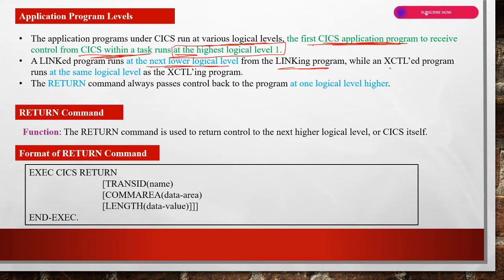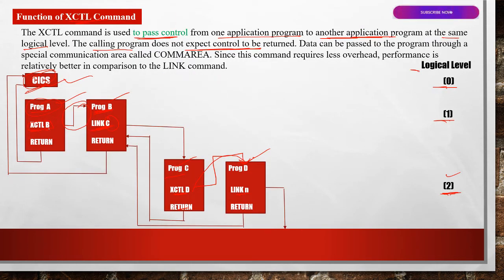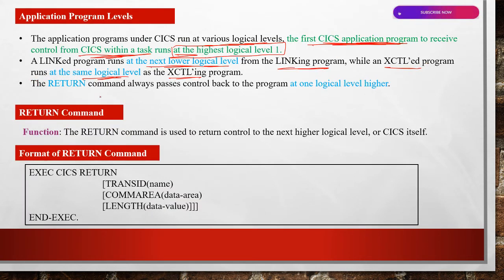And with an XCTL, the program runs at the same logical level as the XCTLing program. Like we have the XCTL program calling program B at the same level. Same here, it is calling program D at the same logical level. It is calling at logical level 2, and it is calling at logical level 1. And the RETURN command always passes control back to the program at one logical level higher.